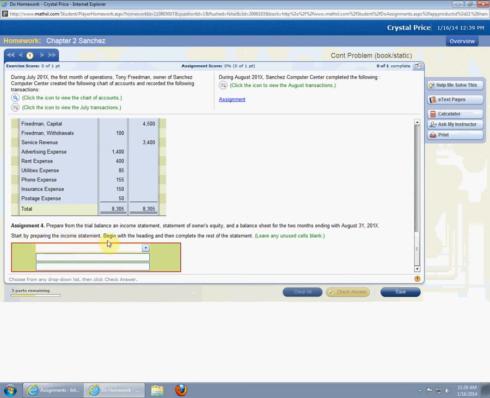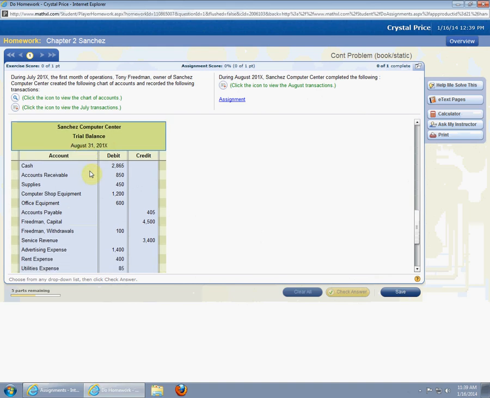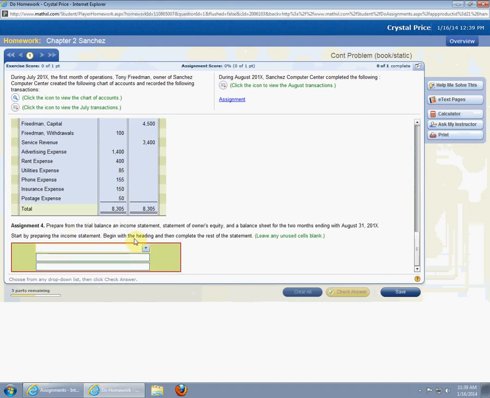The formal statements, and even the trial balance, all have the same heading. You start off with the name of the company, what this particular form is, and the date is different for different documents. The trial balance is on a particular day because we can say on August 31st our debits equal our credits. You understand? On the income statement, we're trying to show if we made a net income or a net loss, whether we made a profit or a loss. So we're talking about a period of time. We're talking about July and August, okay?